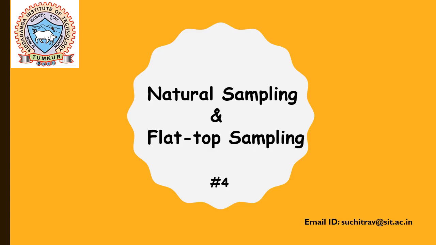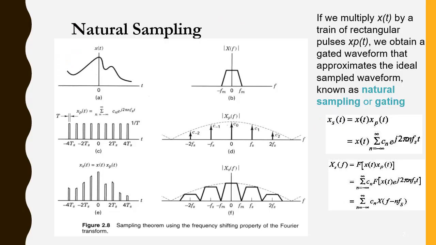Hi all. Let us begin with the next two types of sampling techniques, which are natural sampling and flat top sampling. So let us begin with natural sampling as a first thing. We have to analyze the sampling process in a more natural way, as we have seen a drawback in our ideal sampling that we cannot go for generation of a train of impulse signals.